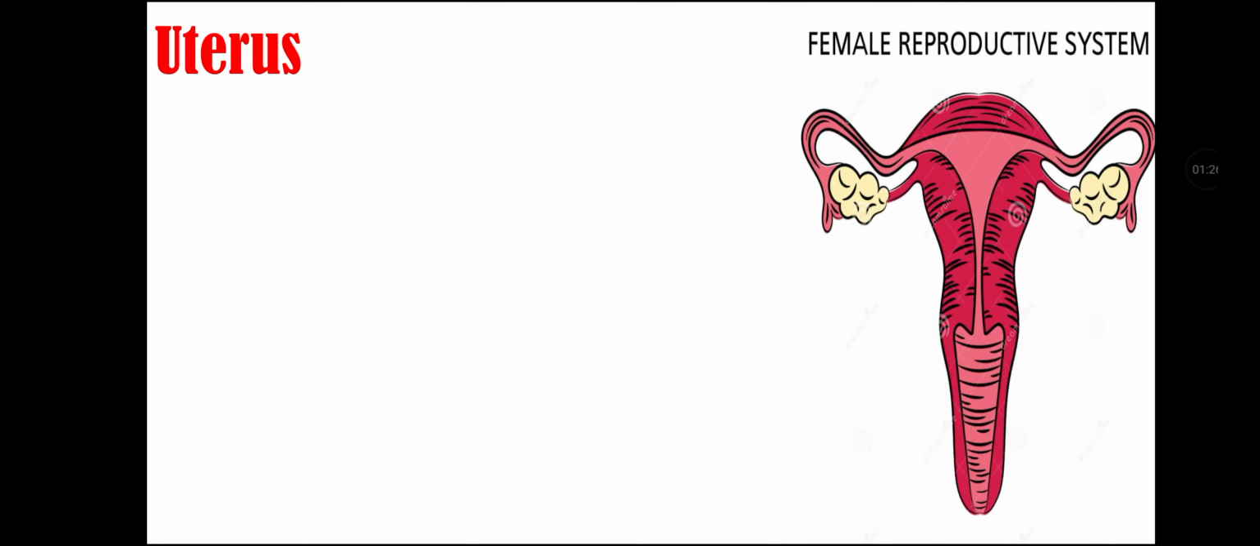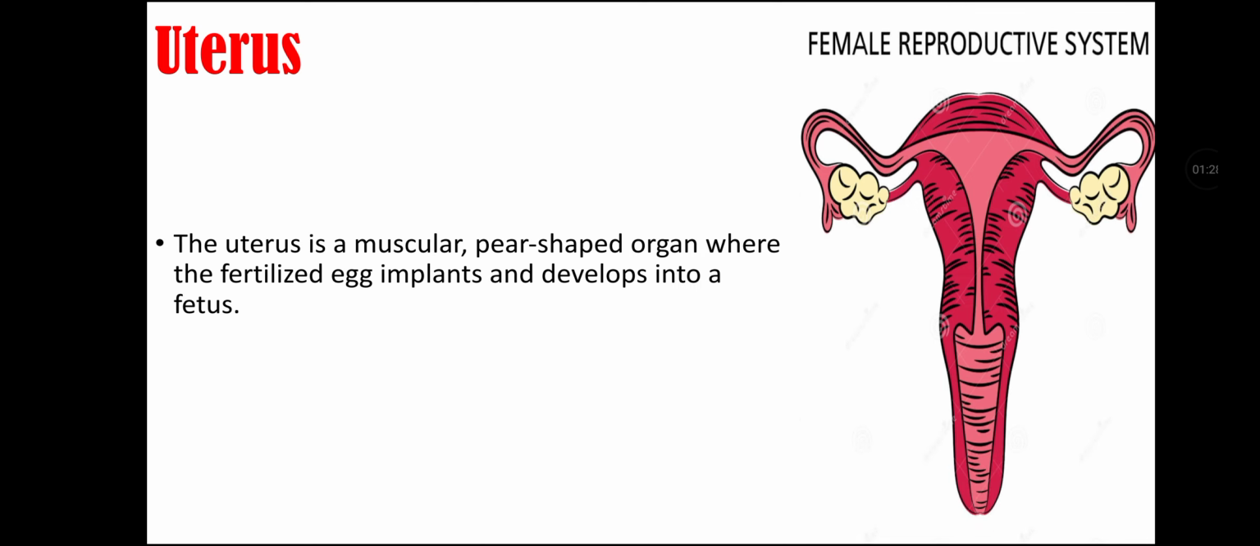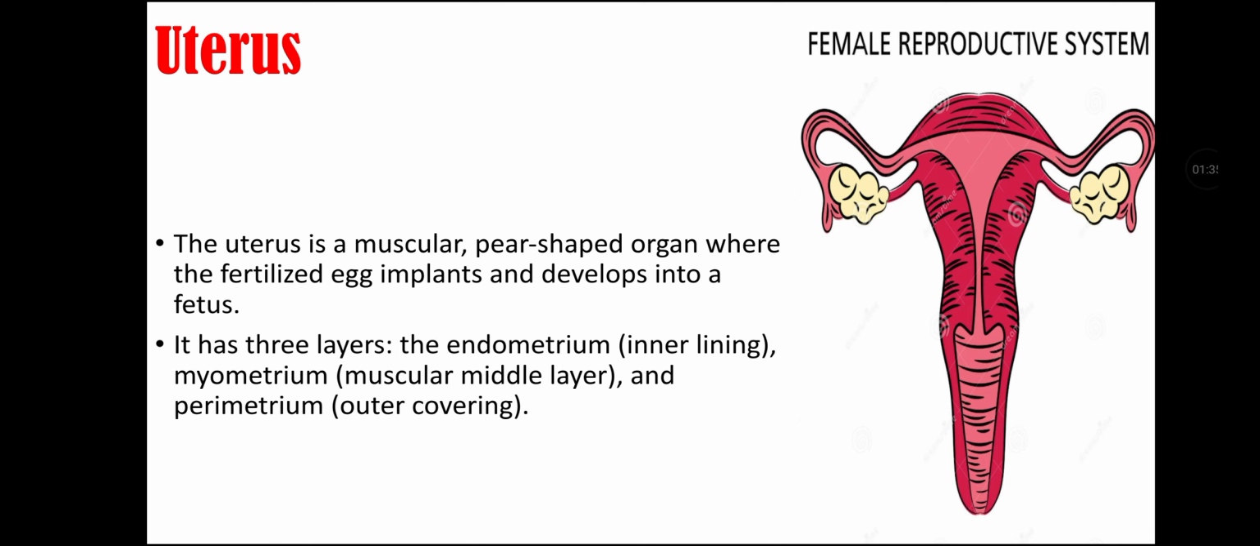Third part of female reproductive system is uterus. Uterus is a muscular pear-shaped organ where the fertilized egg implants and develops into a fetus. It has three layers: the endometrium, that is inner lining, myometrium, that is muscular middle layer, and perimetrium, that is outer covering.